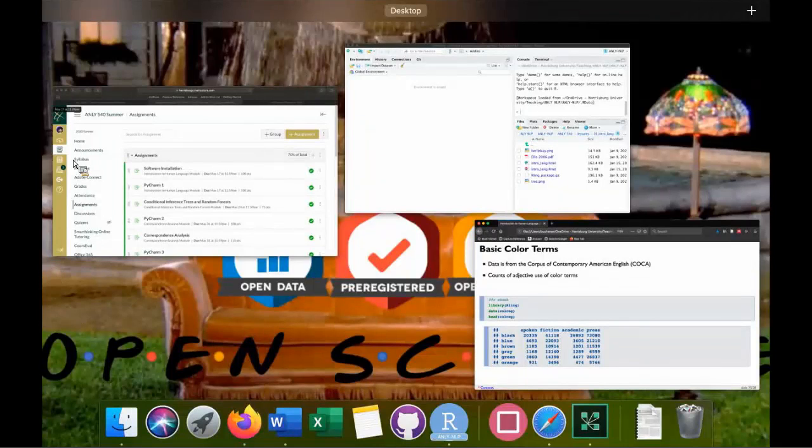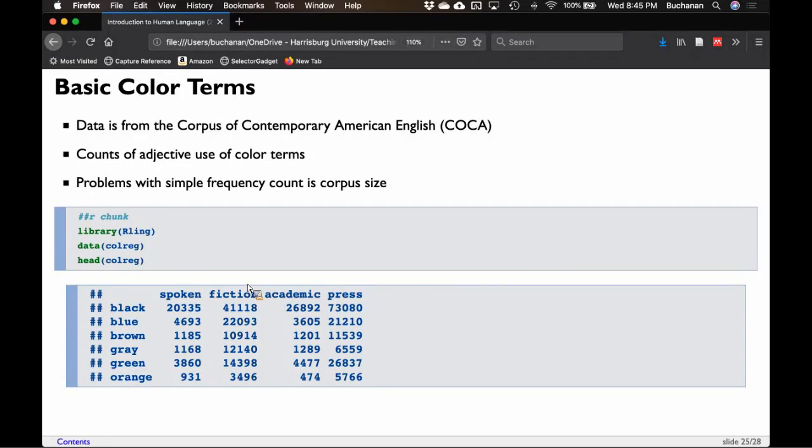Oops, sorry, I hit my mouse here. And what is in the data here, these numbers are raw frequency counts. Now, raw frequency counts always present a problem when we're analyzing text, because some of these data sets are just larger than others. Okay. So the press data set is clearly a bigger data set than the academic data set. That's the problem with corpus size here. So the first thing we've got to do is control for the fact that some of these have different numbers of words in general.